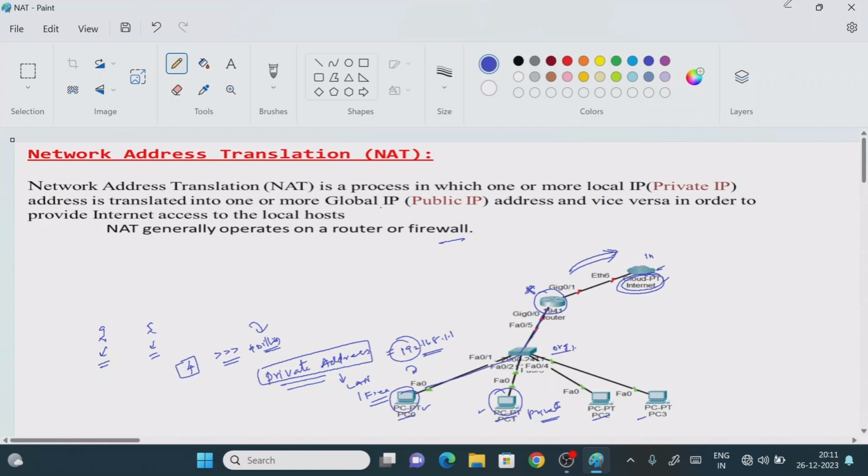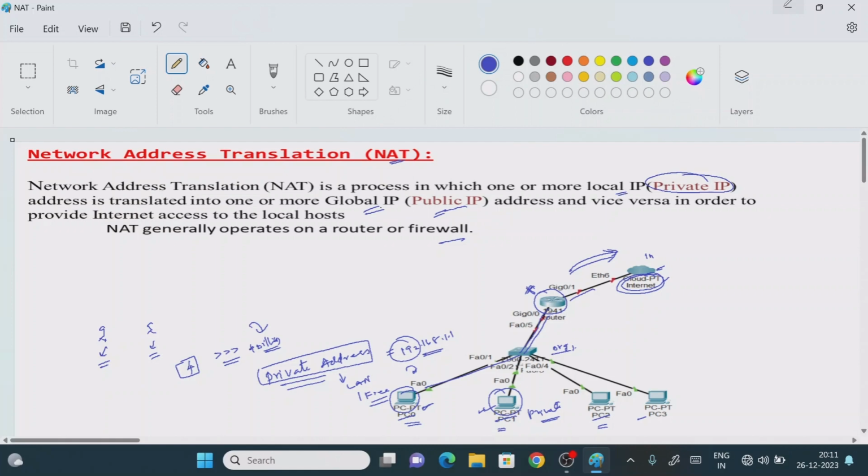Because we have a limited number of IP addresses, we invented the private IP address concept. With that, I can communicate within my network, but if I want to access the internet, it is not allowed. So for that they implemented something called network address translation. What is the meaning of network address translation? It converts your private IP address to a public IP address. Global IP is nothing but the public IP, and local IP is nothing but the private IP address.